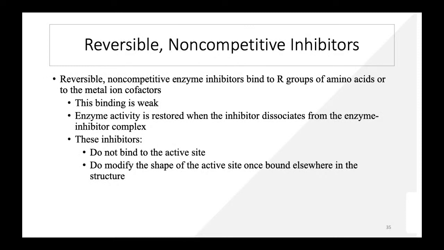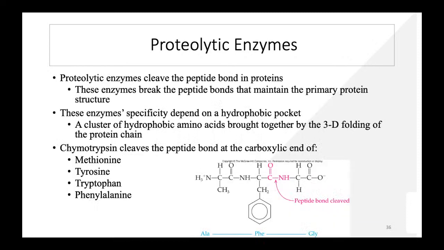Whereas a reversible non-competitive enzyme inhibitor binds to the alkyl group of amino acids. This binding is quite weak. Enzyme activity could be restored when the inhibitor dissociates from the enzyme, and these inhibitors do not bind to the active site and do not modify the shape of the active site either.